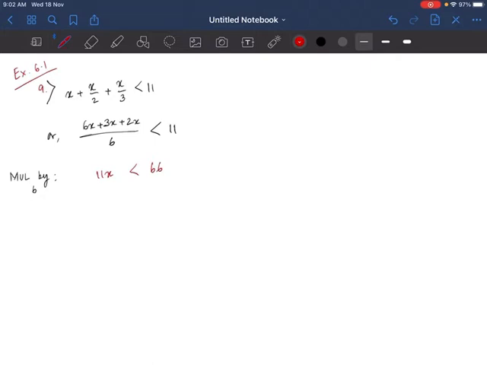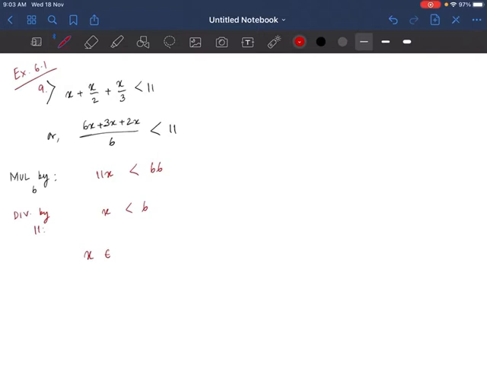Then I have to remove this 11. 11 is multiplied with x. So how do I remove it? I will divide both sides by 6, no, divide by 11, because we are removing 11, right? So it becomes x and this becomes 6. Therefore the value of x is less than 6.